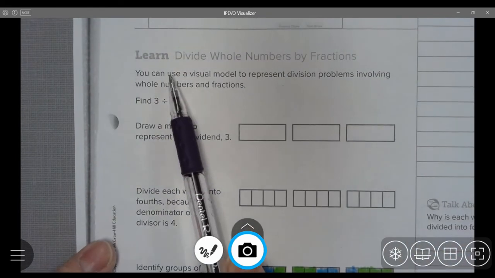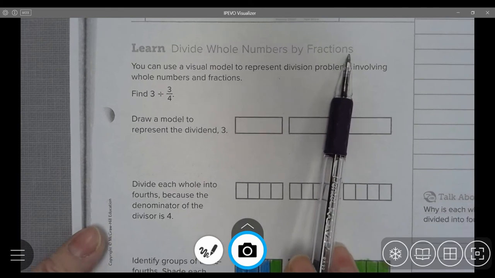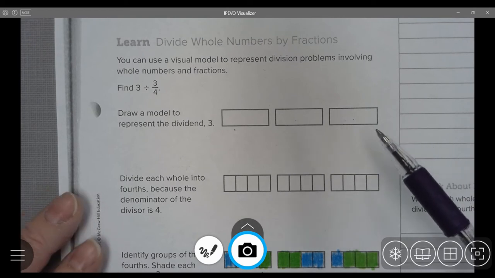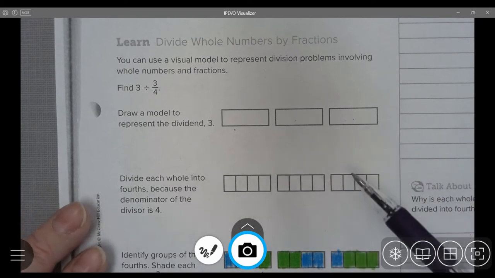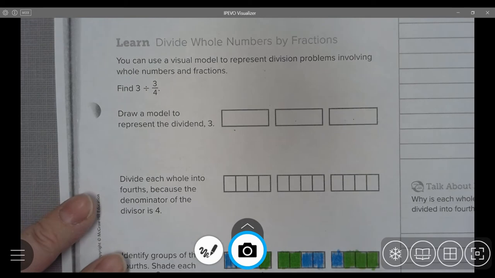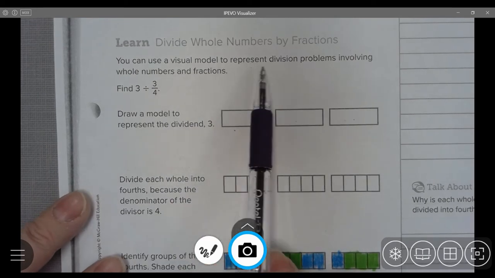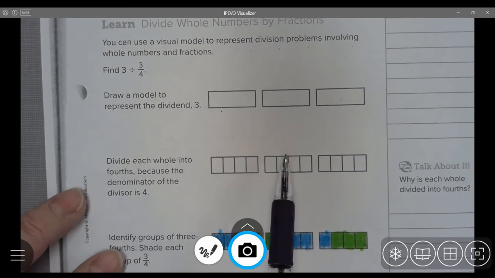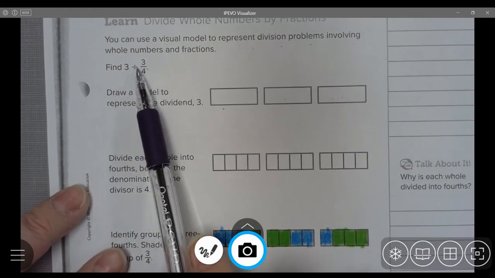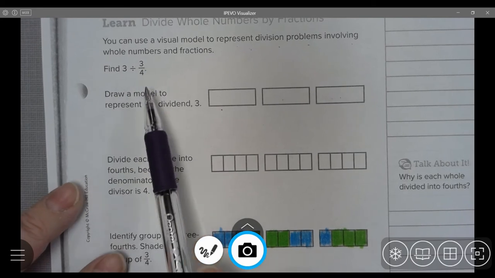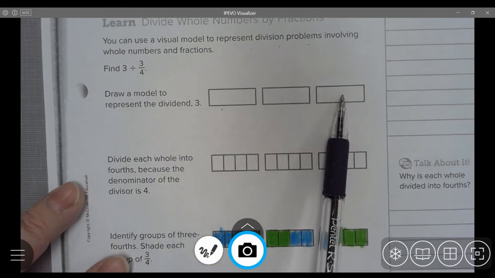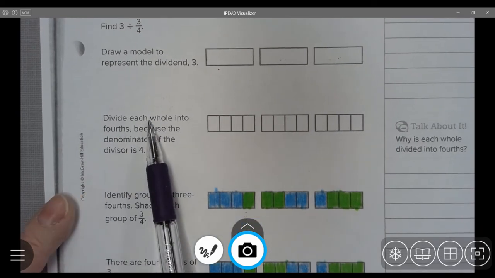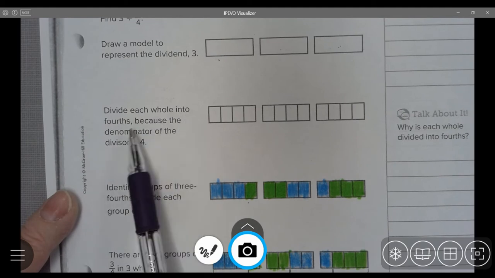Let's go down to learn divide whole numbers by fractions. So we can use these visual models, our bar graphs, or we can call them tape diagrams. You can use these visual models to represent division problems involving whole numbers and fractions. So if I take a look at these, I can say find 3 divided by 3/4. So I'm going to draw the 3 to represent the dividend, the 3 bars. And then I'm going to divide those. It says divide each whole into fourths.